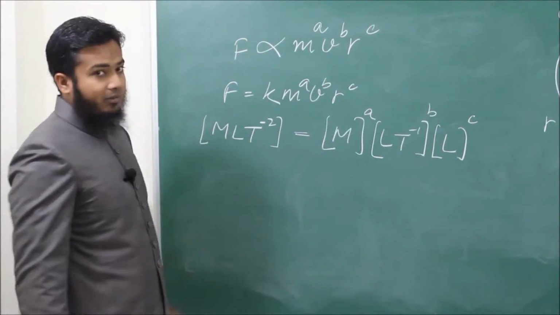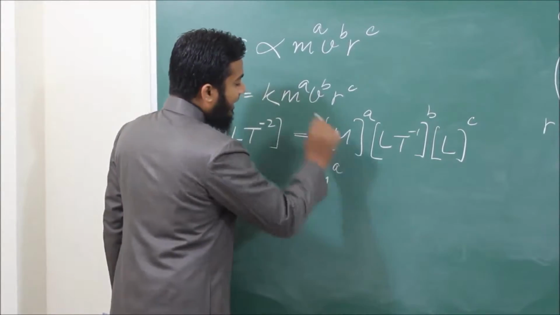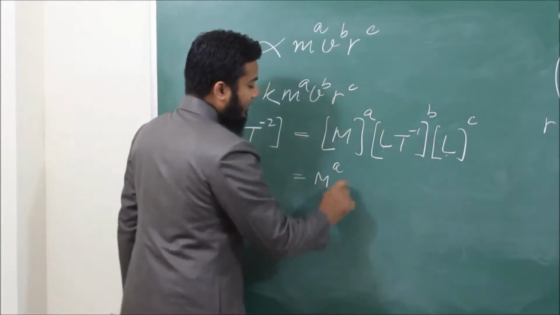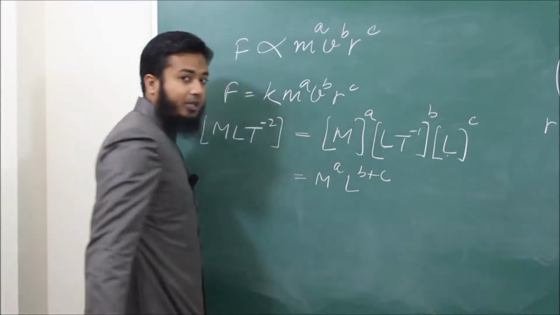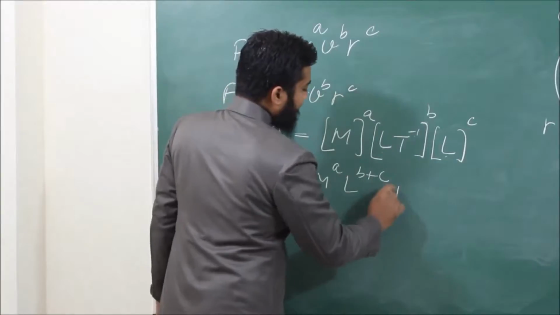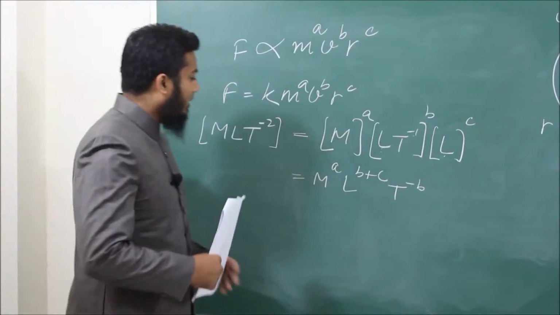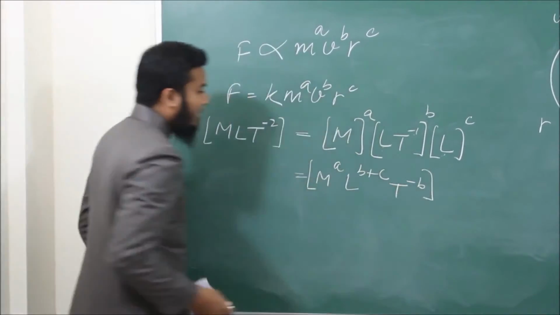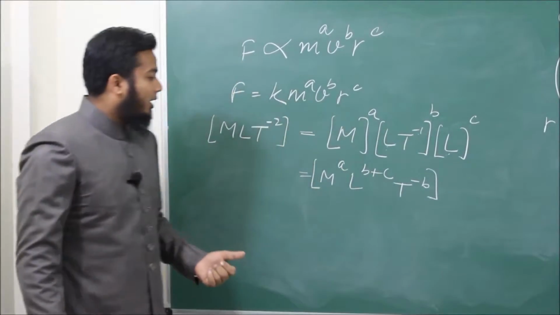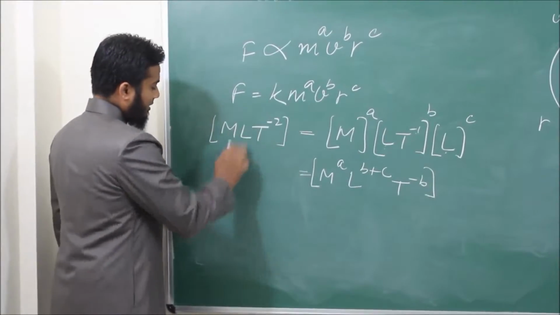Now collect the powers of different quantities on the right hand side. M is appearing only here, so it has total power a, and L is appearing at two places, it has power b and plus c. So L raised to the power b plus c, and T has power minus b. T is appearing just at one place, so it has power minus b. Now, if it is dimensionally consistent, then dimensions on both sides should be same. That means, let's write this one more time.